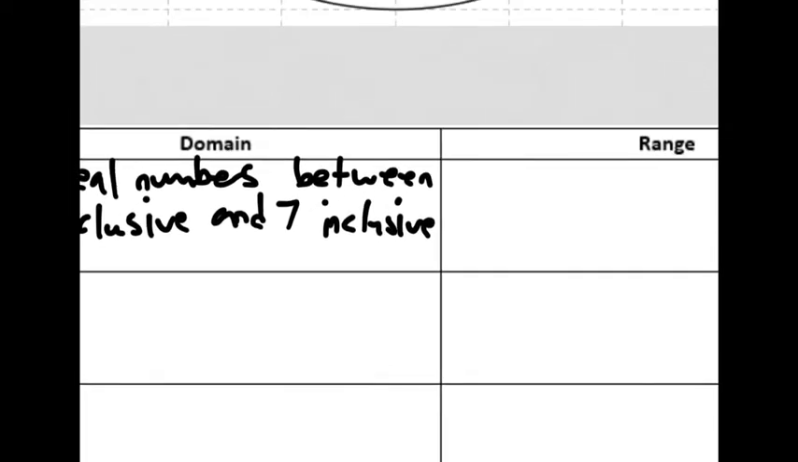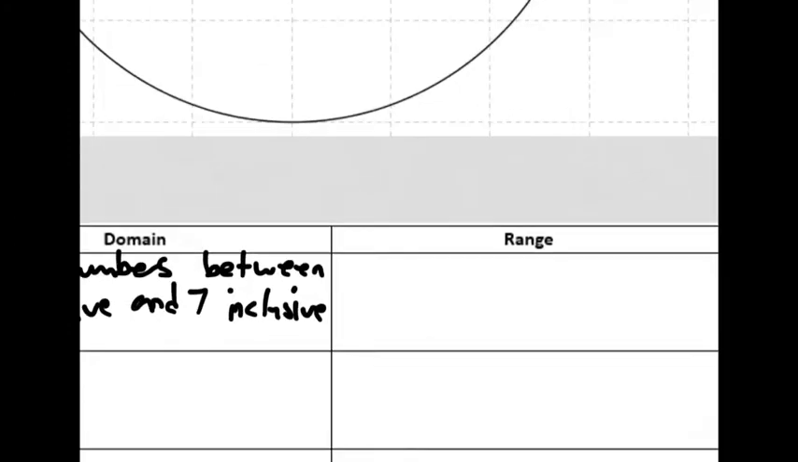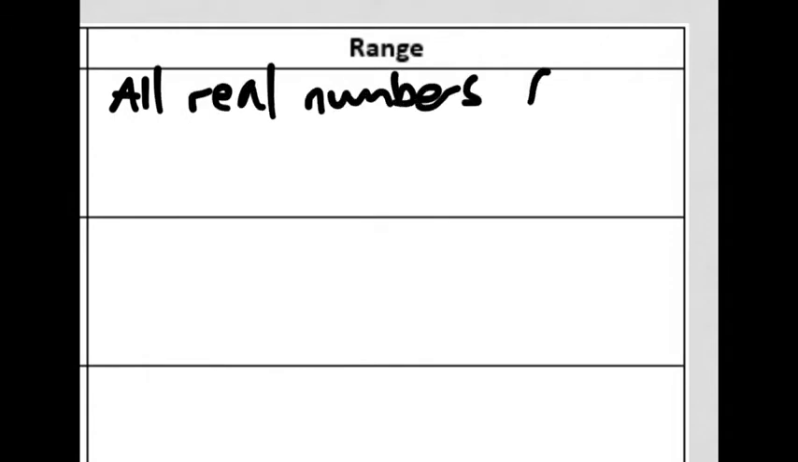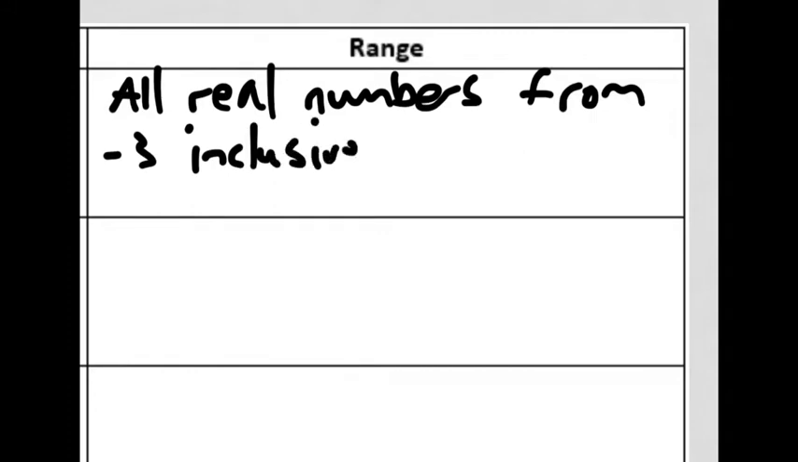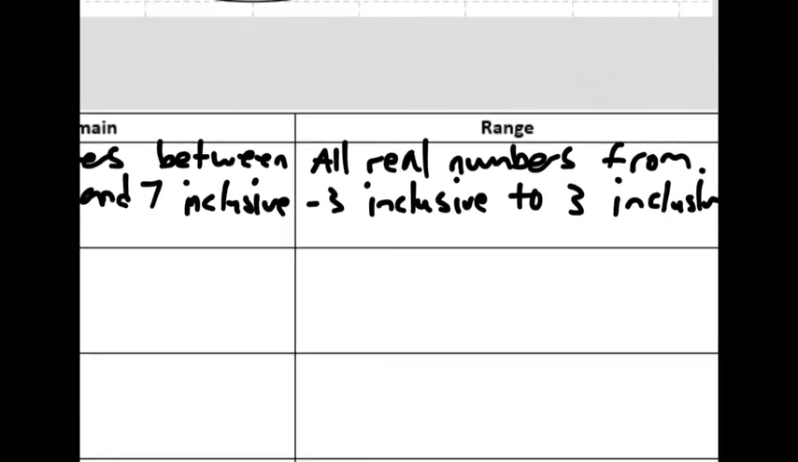Okay, and then the range, again, that went from -3 inclusive to 3 inclusive. So we write that down. All real numbers from -3 inclusive to 3 inclusive. Alright, we got the words down.